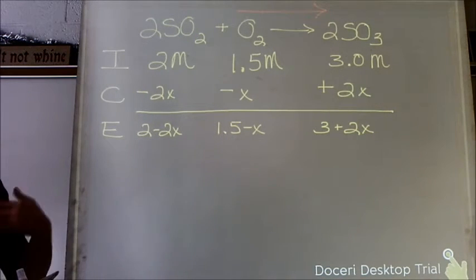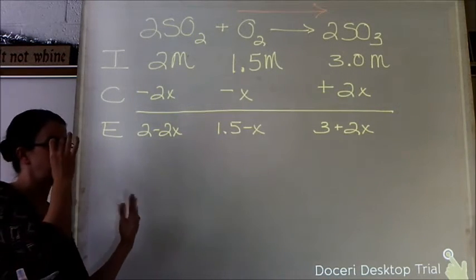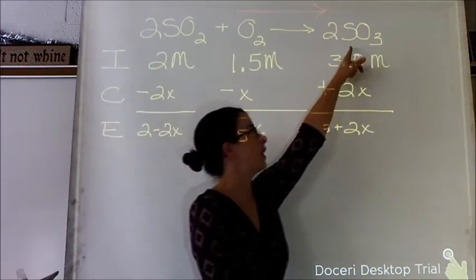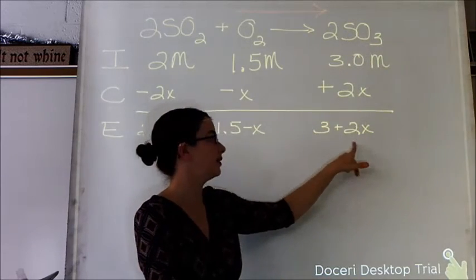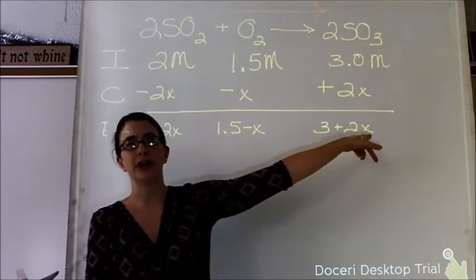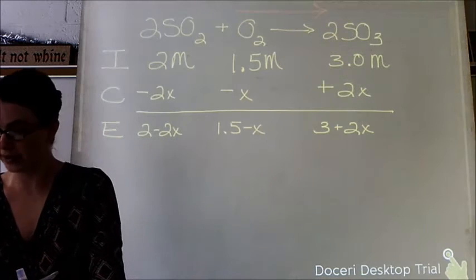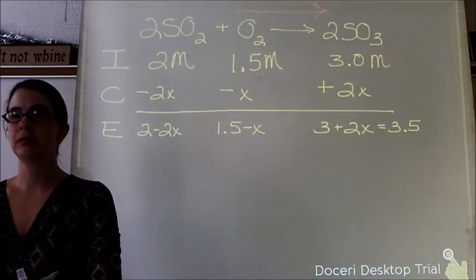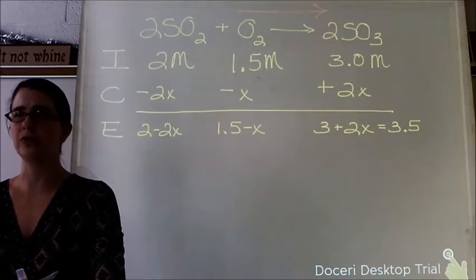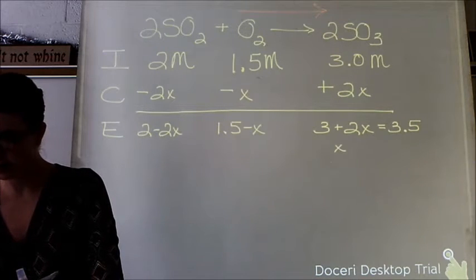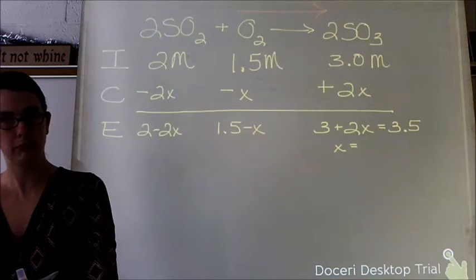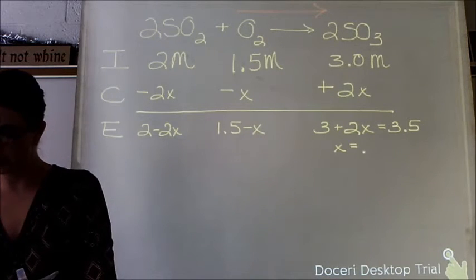Come back to what was given to us in the original problem. Didn't they tell us that this guy at the end would have a molarity of 3.5? They told us that. Can you find x now? Don't pick up your calculator. You can do that in your head. What does x equal? Thank you. 0.25.